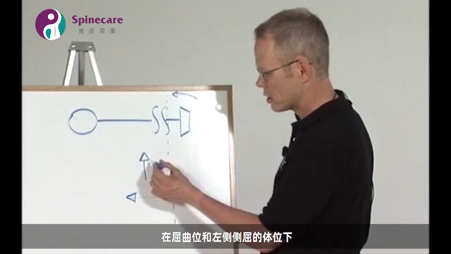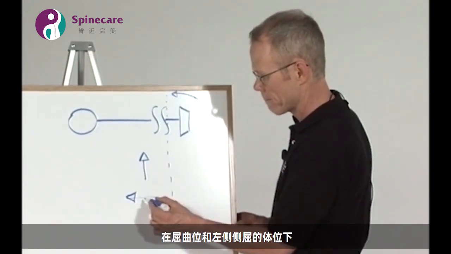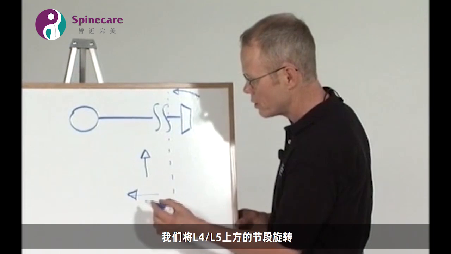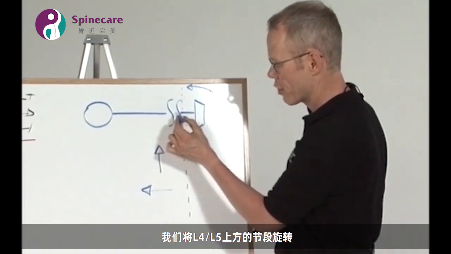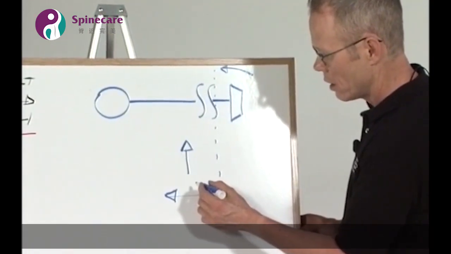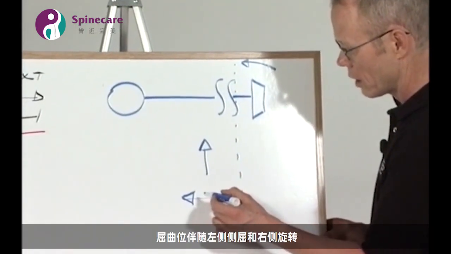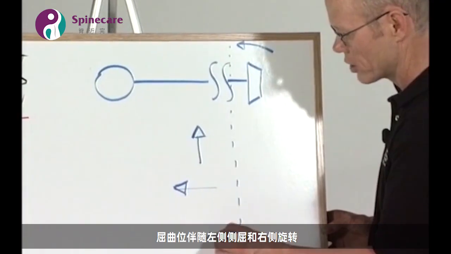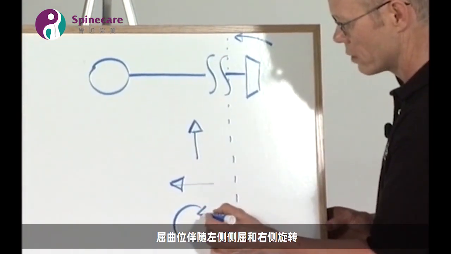And in a flexed position with left side bending, we will rotate the cranial segments down through L4-5, in this case, in a flexed position with left side bending in the direction of right rotation.